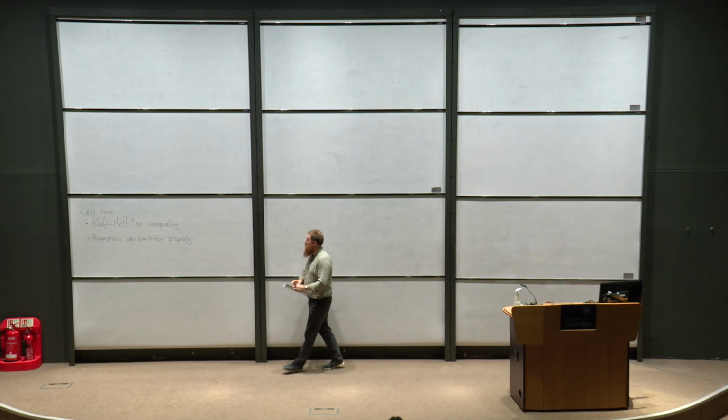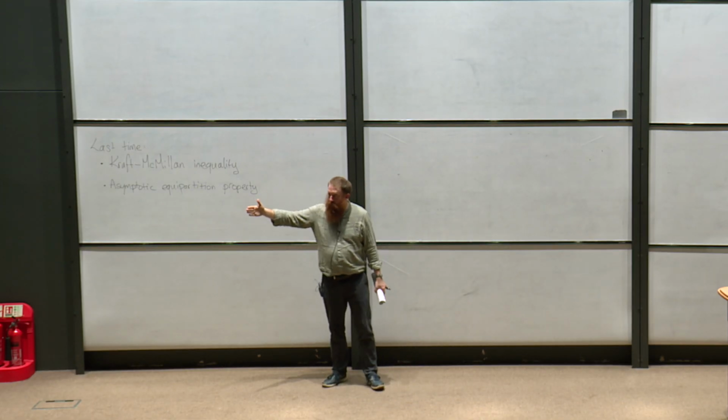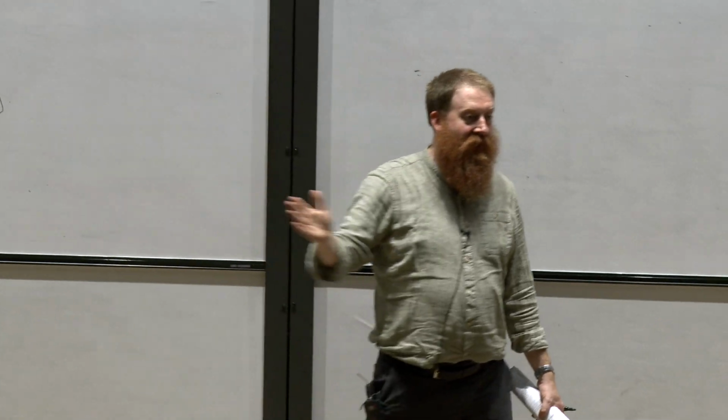What did we do last week? We looked at two things, the Kraft-Macmillan inequality and the asymptotic equipartition property. If we remember, we talked about the different types of codes we might be interested in, particularly uniquely decodable codes and prefix codes. And remember, what's a uniquely decodable code? It's where when I give you a sequence of outputs concatenated together with no commas between them, you can still figure out what the original input is. But uniquely decodable codes are a pain because they're hard to manipulate.